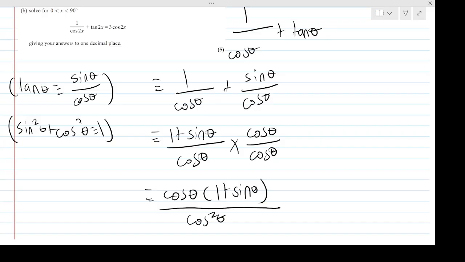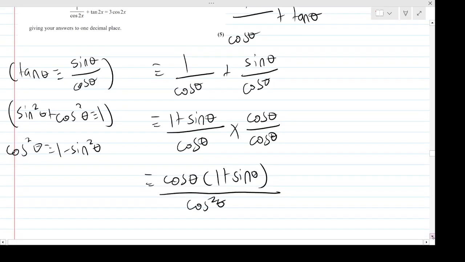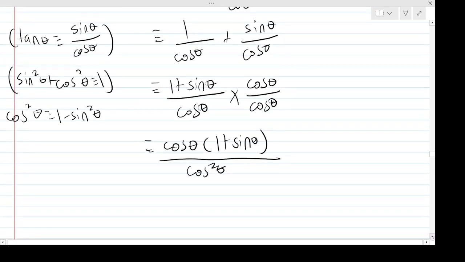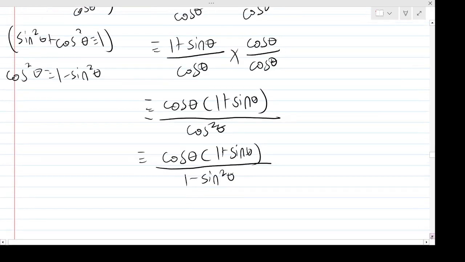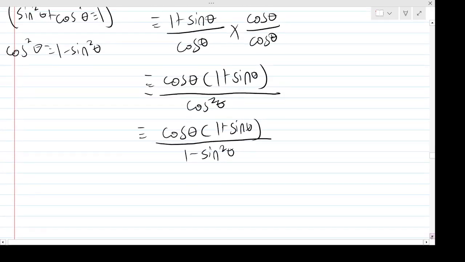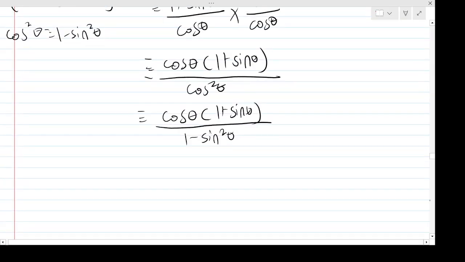So I can rearrange that to say that cos squared is just 1 minus sine squared, right? If I do that, then this is also identical to cos theta, 1 plus sine theta, over 1 minus sine squared theta. And again, as always, key tip I keep drilling: factorise whenever you can.